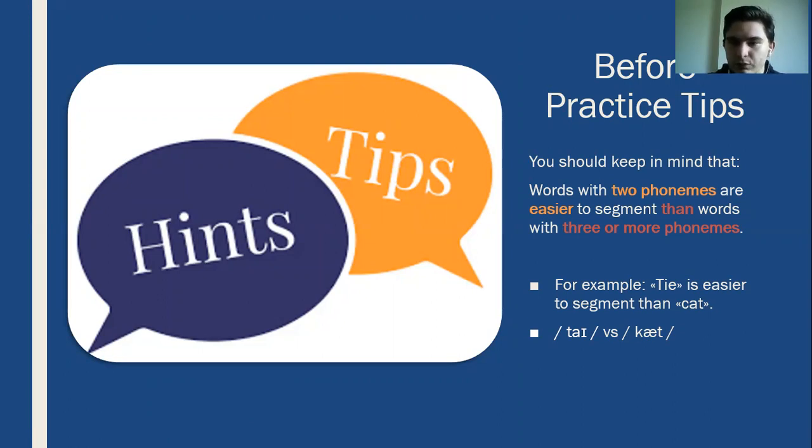For example, the word tie is easier to segment, dissect, or deconstruct than the word cat, because tie has two phonemes and cat has three phonemes. Tie has t and i, as in a diphthong, and cat has three phonemes: k, a, and t. So a kid might have an easier time dissecting the word tie than cat. So keep in mind that you should keep it short.